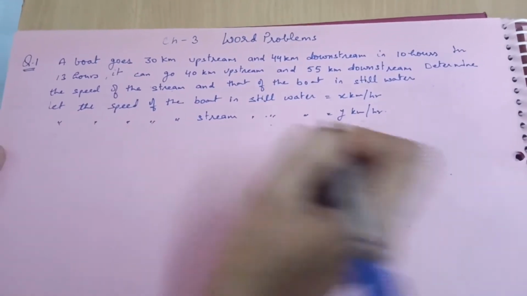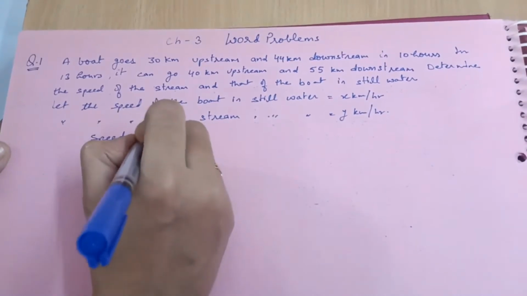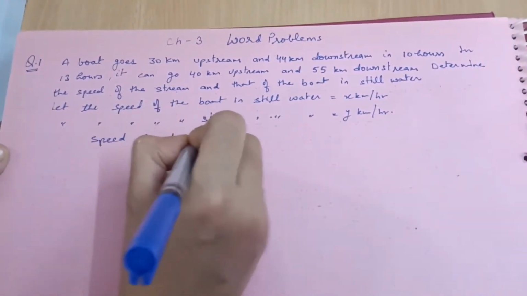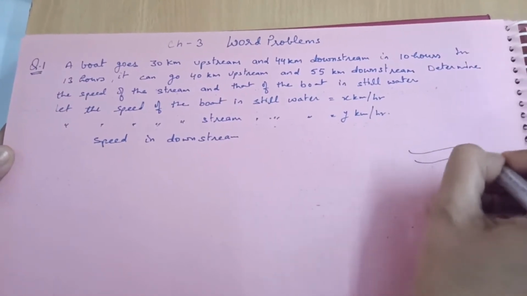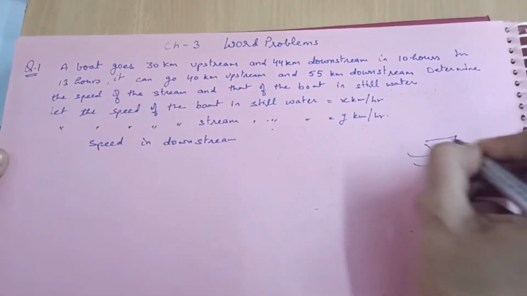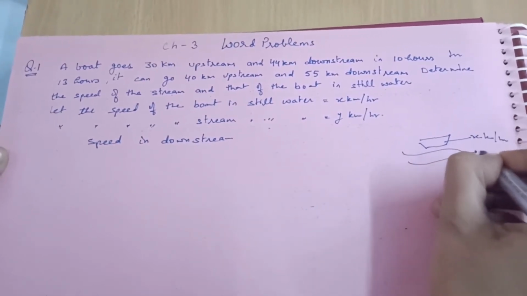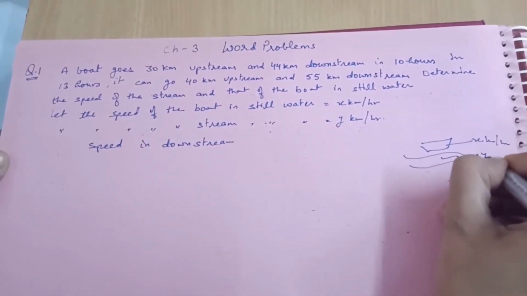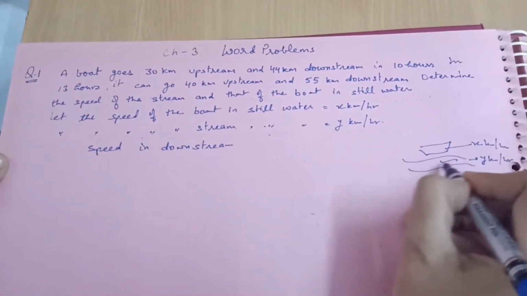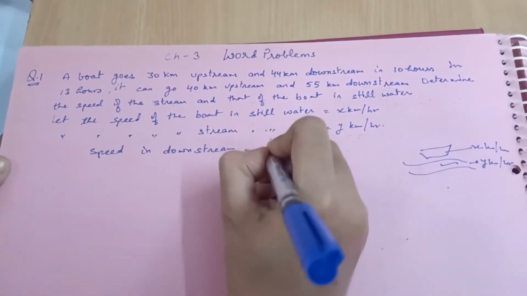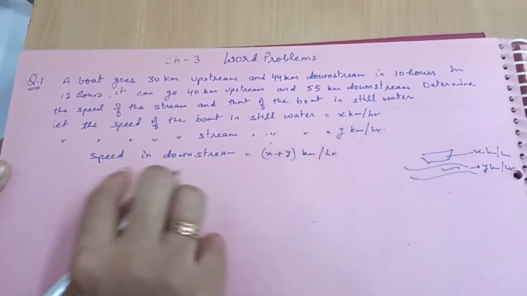So you know, speed in downstream is what? Already you have studied speed in downstream. Downstream means the stream is there and the boat is there. The boat's speed is x km per hour and the stream's speed is y km per hour. Speed in downstream means both are in the same direction, so the total speed is x plus y km per hour. This is the speed in downstream.